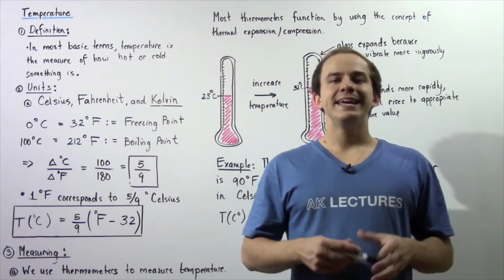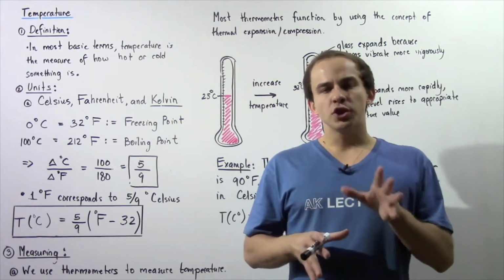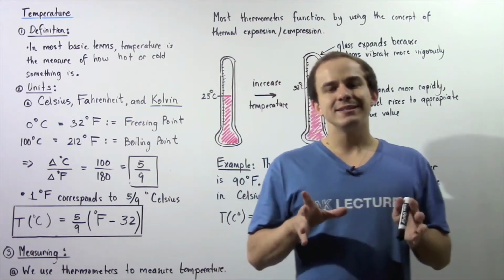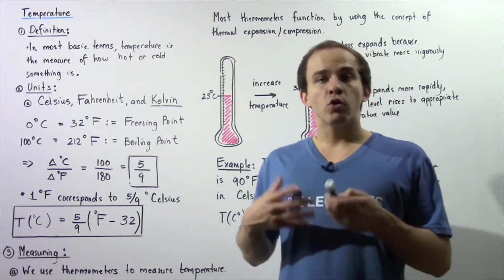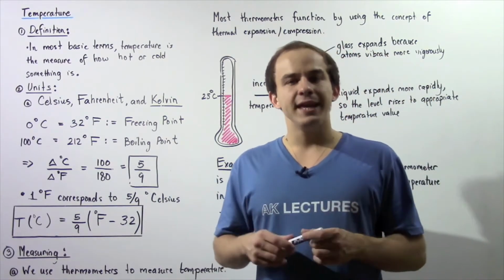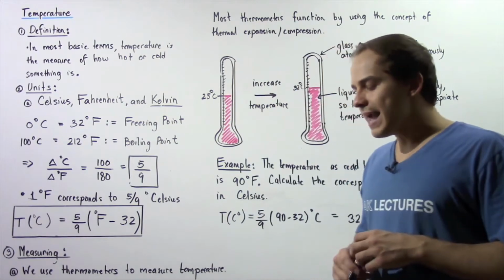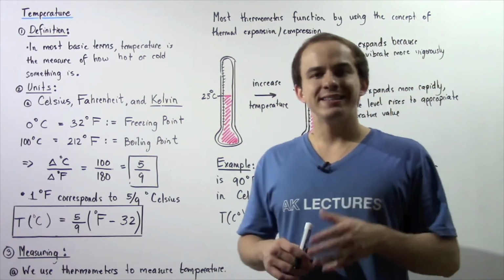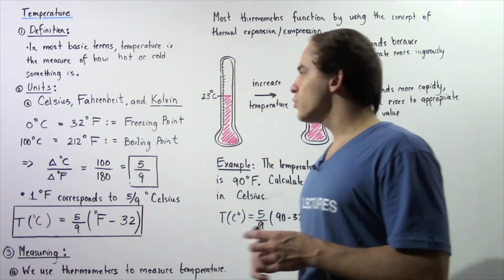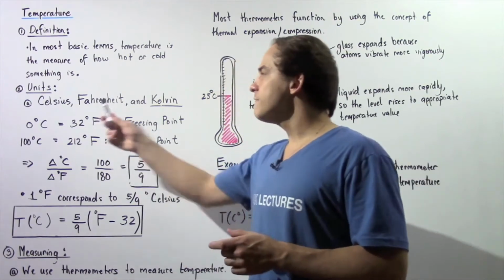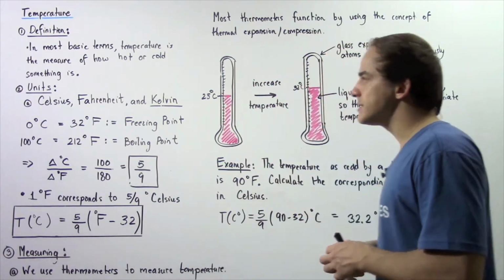So what exactly is temperature? Temperature, in most basic terms, is a measure of how cold or hot something is. And there are three scales that we should know when discussing temperature. So we have the Celsius scale, the Fahrenheit scale, and the Kelvin scale.